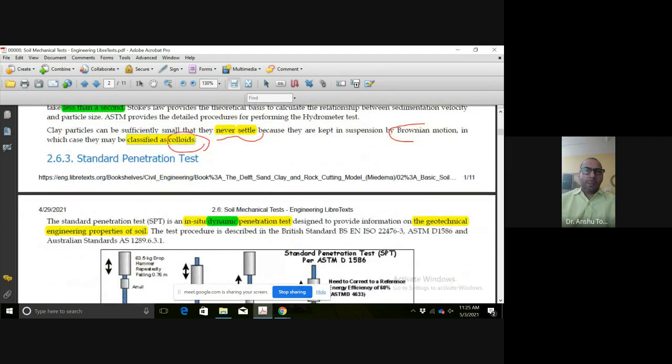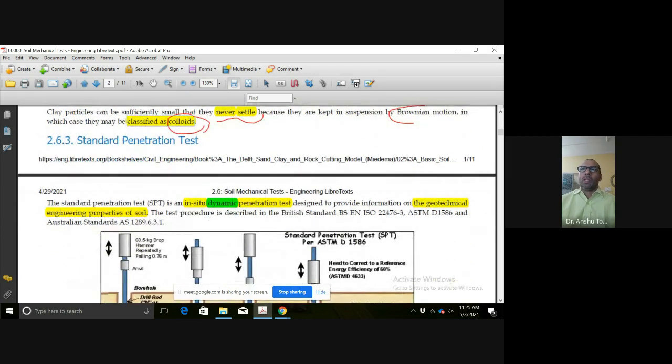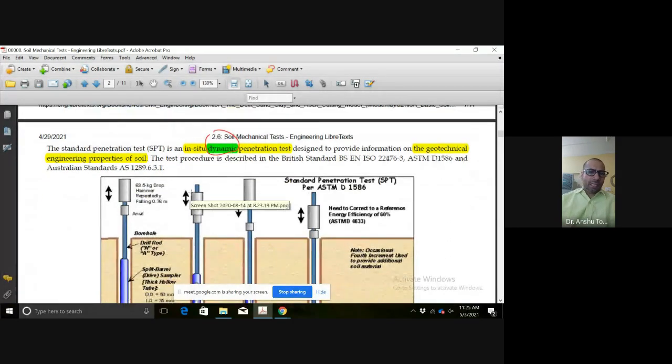Then we have the standard penetration test. The standard penetration test is an in situ test. I have again used a different color for this. It is a dynamic test. Dynamic means when the hammer is being used, so with time it is going to a depth with a number of blows. It is designed to provide information on the geotechnical engineering properties of the soil. This always has to be remembered, that this is the purpose for which we are doing this particular standard penetration test.